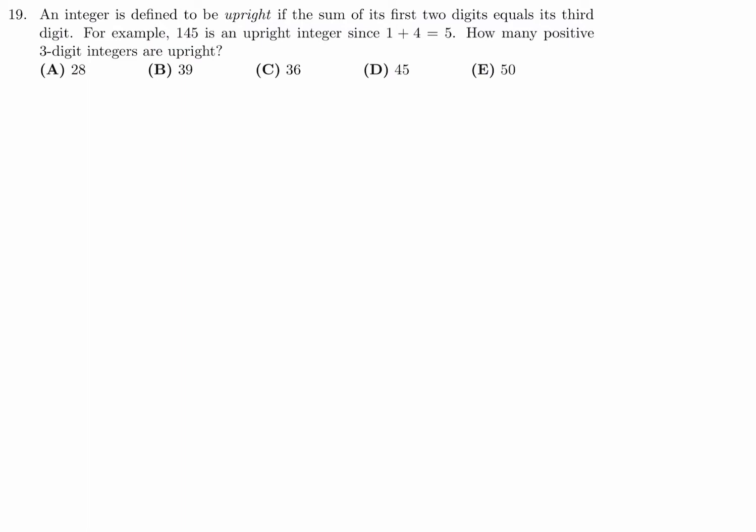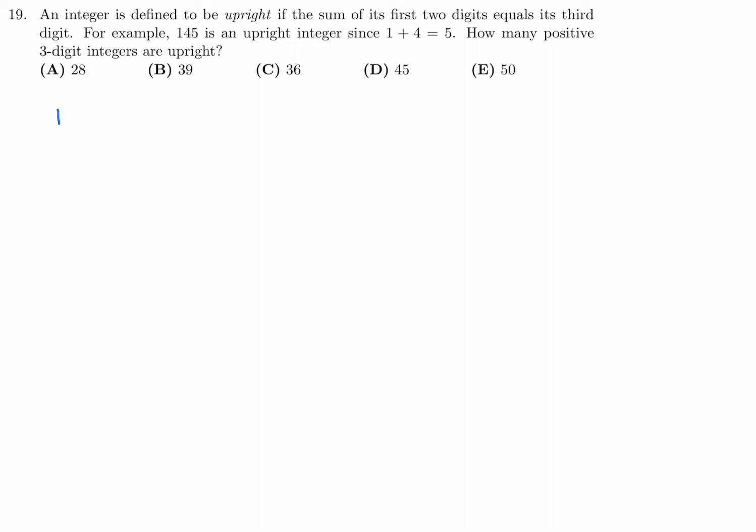An integer is defined to be upright if the sum of its first 2 digits equals its third digit. For example, 145 is an upright integer since 1 plus 4 is equal to 5. How many positive 3-digit integers are upright? Let's just work case by case.